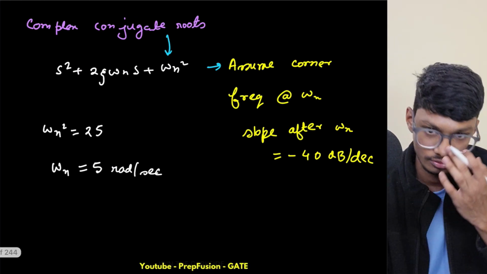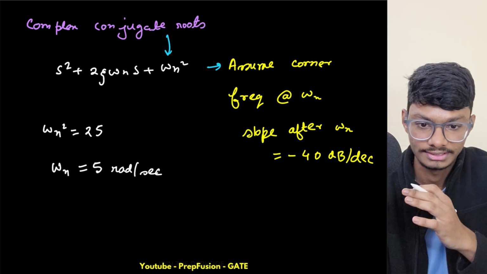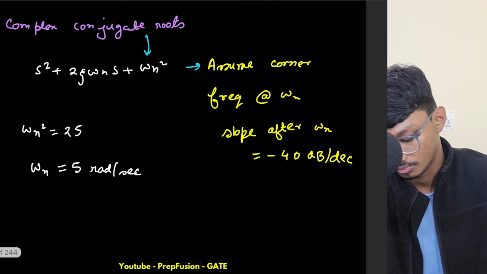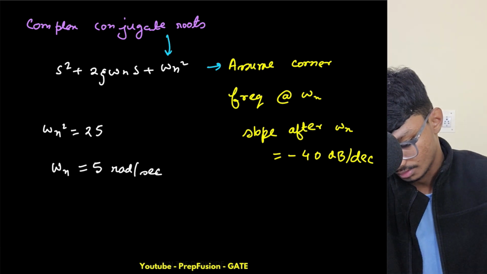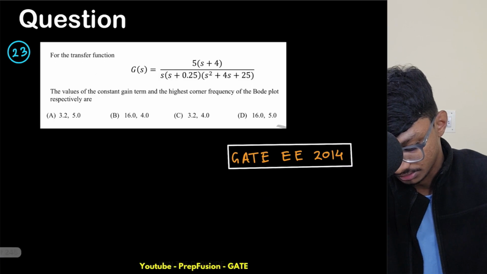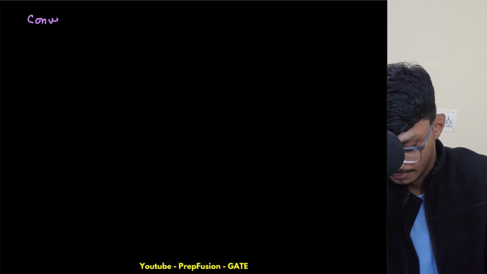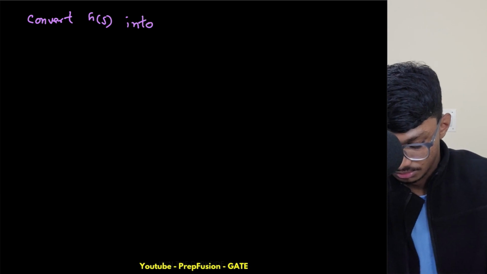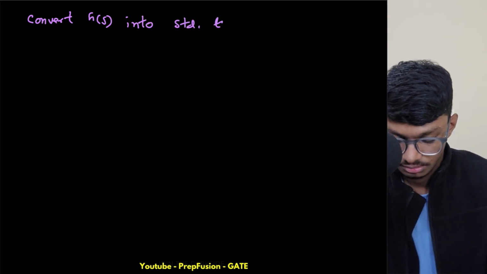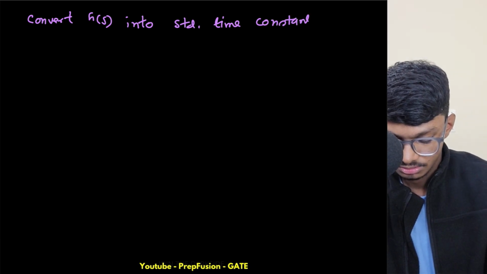So for value of k, what you can do? Simply take what we used to do. We should take common the omega n itself. Omega n we should take common. Okay. So from the equation, okay, where is the equation is not present? So what I will do? This is 5. So now we'll convert G of s into standard time constant format.